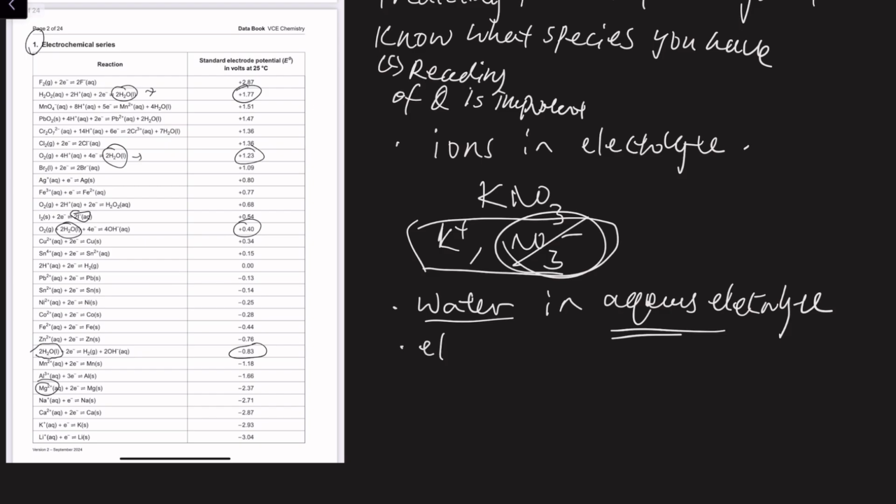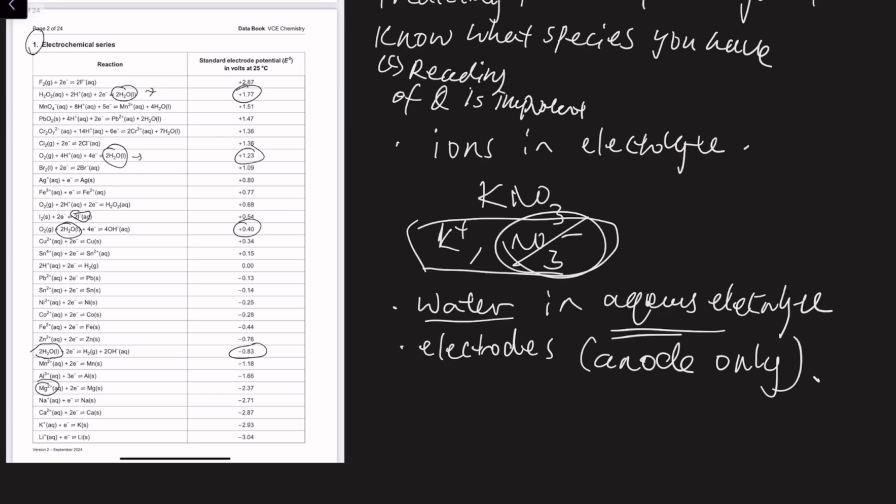You also need to look at your electrodes. But this is for anode only. So don't worry about the cathode, because cathode is receiving electrons. And when metal receives electron, it will not change to anything else.